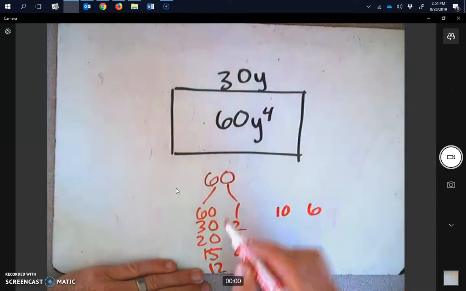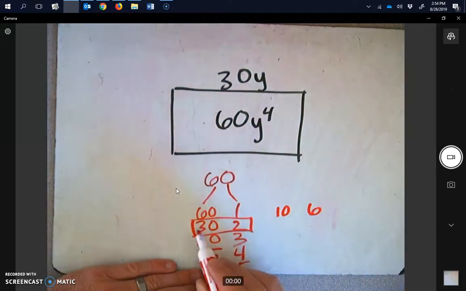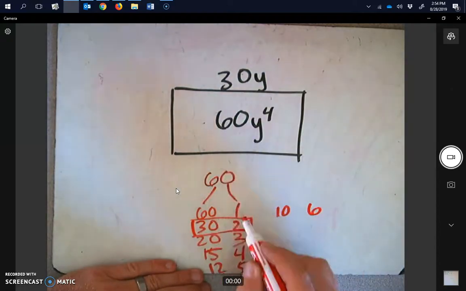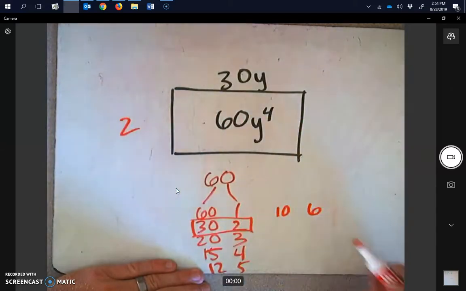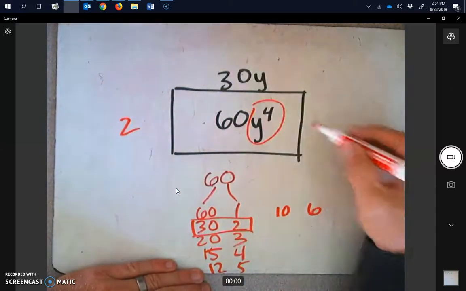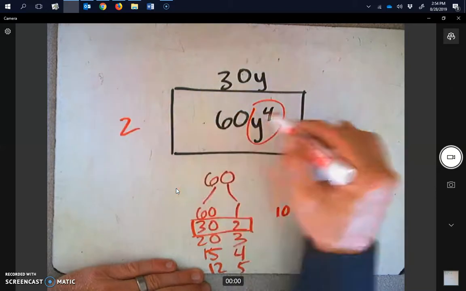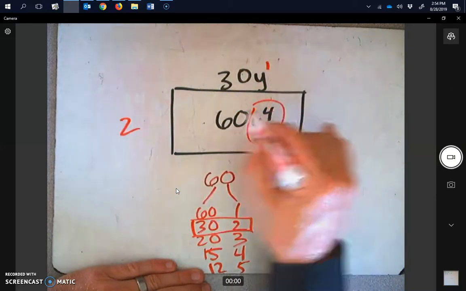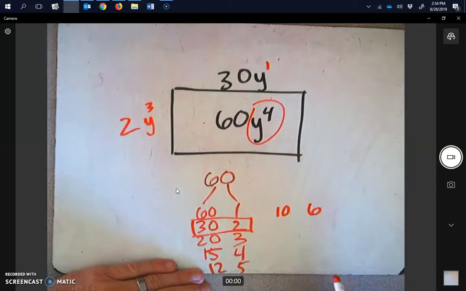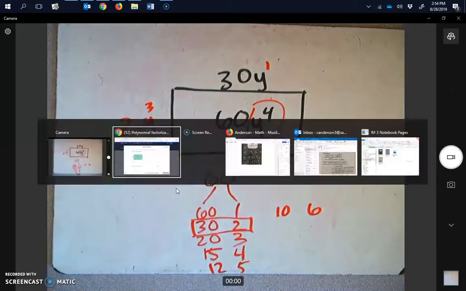But they give us 30, which is this guy. So 30 times what equals 60? Well, it's 2, right? 2 times 30 equals 60. And we also have to break up this guy. Well, we already have one y here. So how many y's are left? Well, 1 plus 3 is 4. So the answer would be 2y to the third.